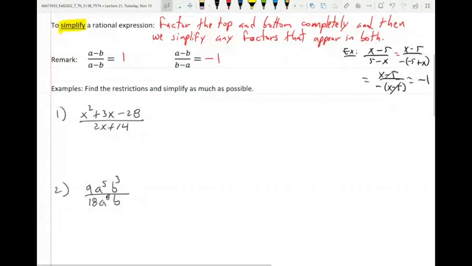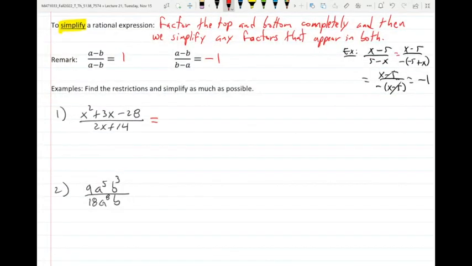All right, so let's see. To simplify this one, the first thing that we need to do is factor everything. Now, this question is asking for 2 things. It's asking to find the restrictions and then to simplify. So to find the restrictions, it's easier if you factor everything first. So let's do that. First step, let's factor the top. Who can tell me how do we factor this?